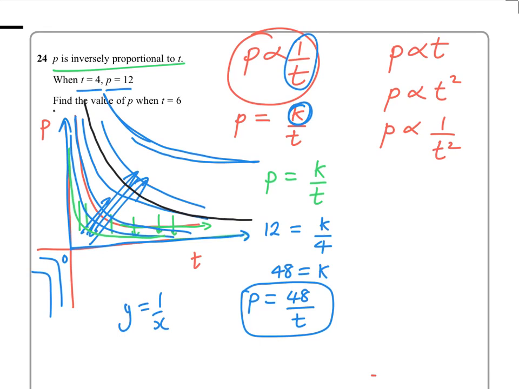Then it says, find the value of p when t is 6. Well, when t is 6, we just put this into here. So we'd have p is 48 divided by 6, and you've got a calculator, and 8 6s are 48, so p is going to be 8.